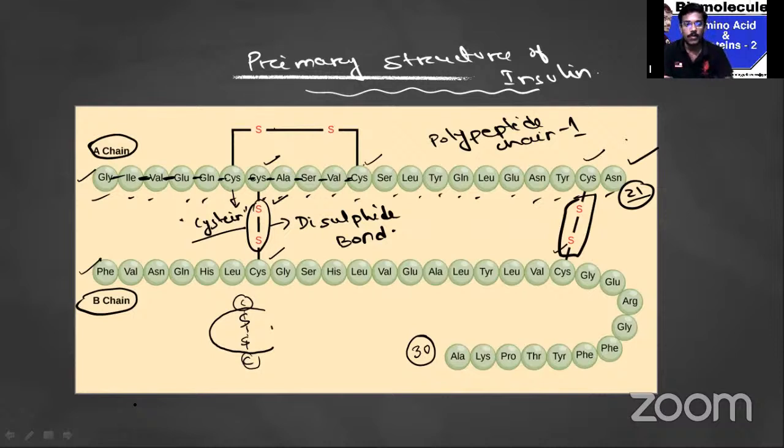Otherwise, if the insulin level in our body becomes lower, then the glucose level in the blood will increase. If the glucose level in the blood increases, that is called diabetes. We know that. But if the insulin level is good, then what will happen? The insulin allows the glucose molecule to enter inside the cell.